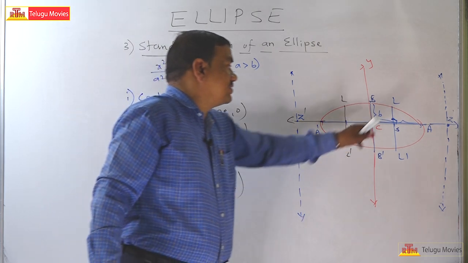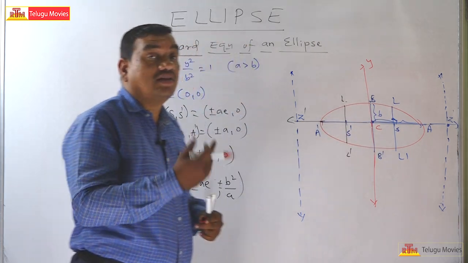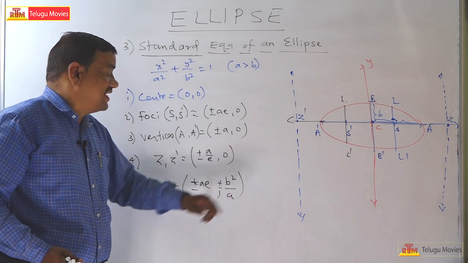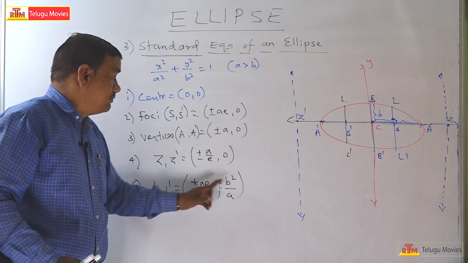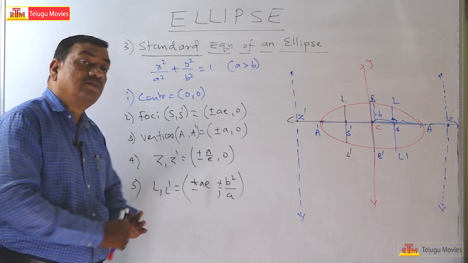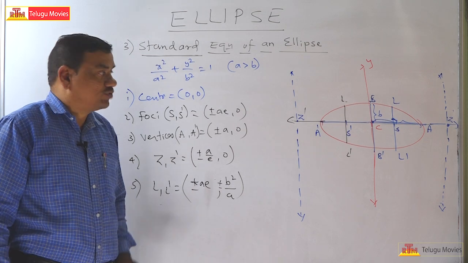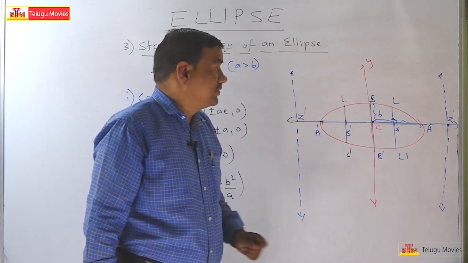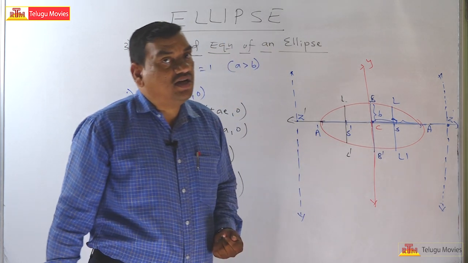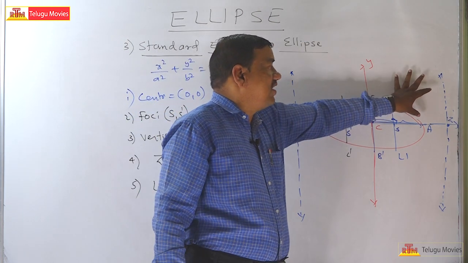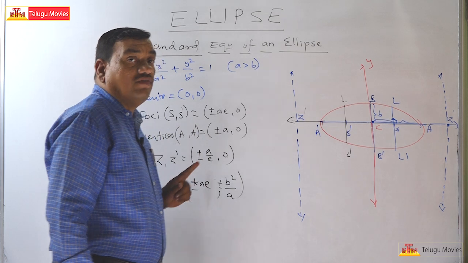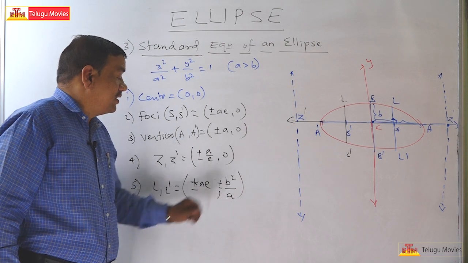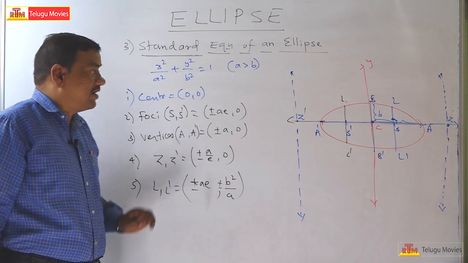Altogether you will get 4 points: 1, 2, 3, 4. Those are the end points of the latus rectum, plus or minus AE, comma plus or minus B square by A. So plus plus, minus minus, plus minus, minus plus, altogether you will get 4 points. L is called the positive end of the latus rectum, and L dash is called the negative end. This L lies in the first quadrant. So if the end point of the latus rectum lies in the first quadrant, its coordinates are AE, comma plus B square by A. Okay, now next one.